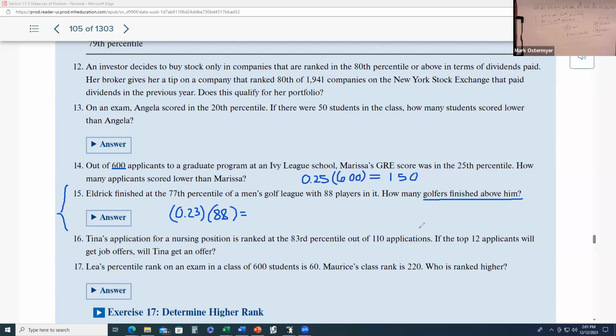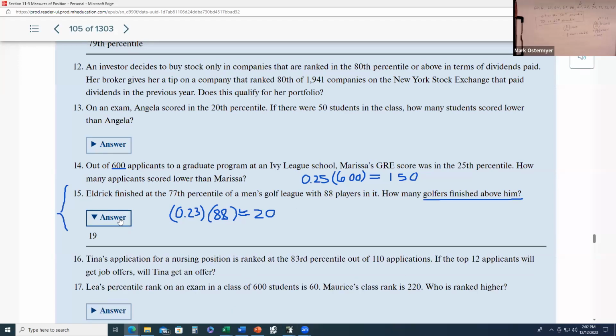So 0.23 times 88 gives you about how many golfers? About, say, what? Anybody get 20? Approximately, yes. About 20 golfers had scores better than your score. Just see what the author said here. 19. So how did they decide that it was going to be a 19? No. All I know is I got 20.